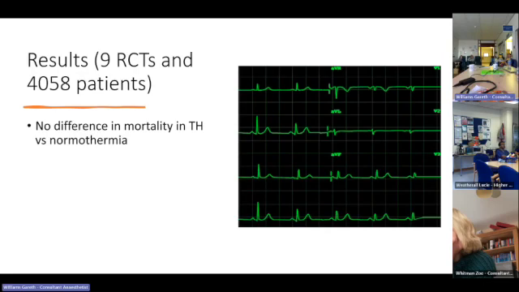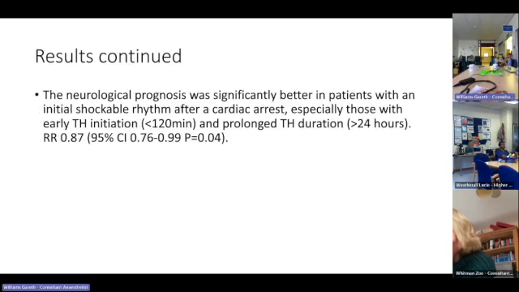There was however one positive finding. As a result of the subgroup analysis, the authors found that neurological prognosis was better in patients who had an initial shockable rhythm, and that neurological prognosis was even better still if therapeutic hypothermia was started within 2 hours and lasted for more than 24 hours. So the risk ratio of TH versus normothermia in that case was 0.87, and as you can see, the confidence intervals almost go up to 1 with a significant value.